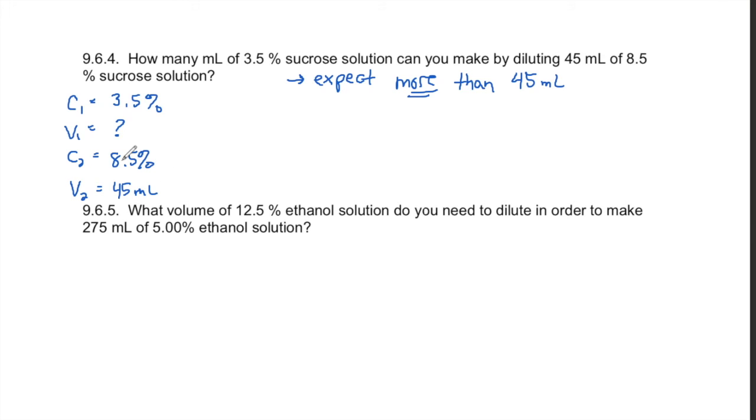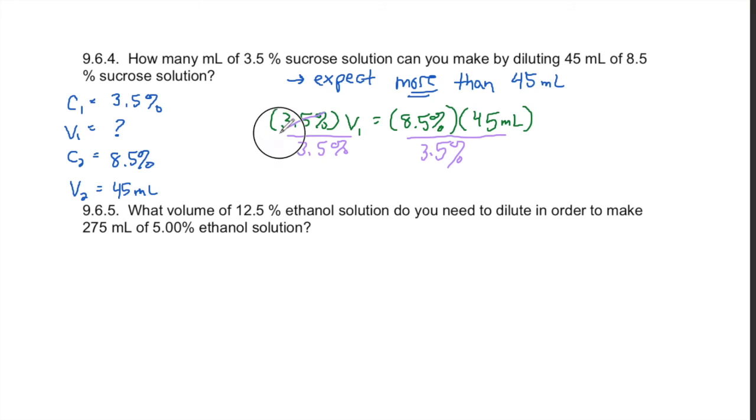Again, if you had both of these as 1 and both of these as 2, that would work also. Okay, as long as we have the 8.5 and the 45 on the same side, because those match, now we can divide both sides by 3.5%. That gets rid of the percent on this side. We'll be left with milliliters, which is appropriate for finding a volume. And the volume we end up with is 110 milliliters.